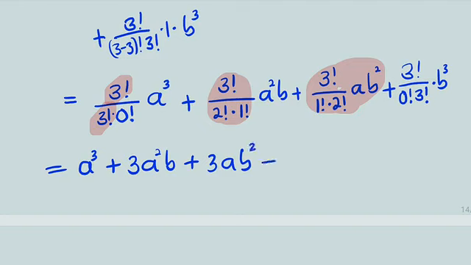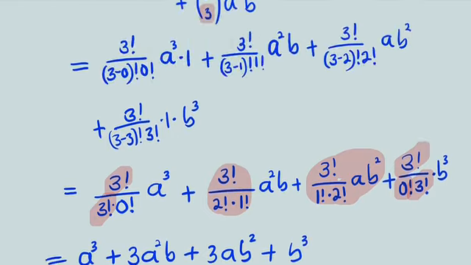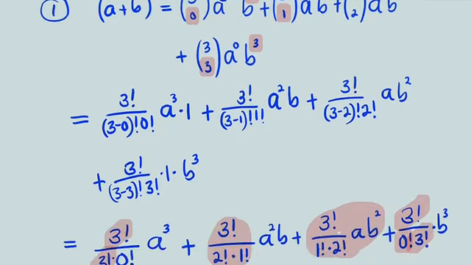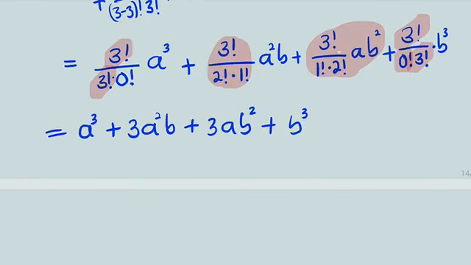Then the last one, we have 0 factorial is the same thing as 1. So this 3 factorial will cancel 3 factorial. What we have is only b to the power of 3. So this is just the expansion of a plus b raised to the power of 3 using combinations.